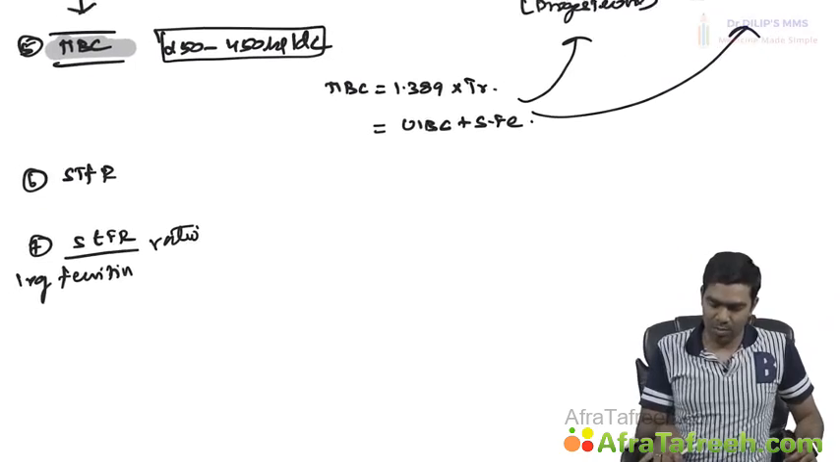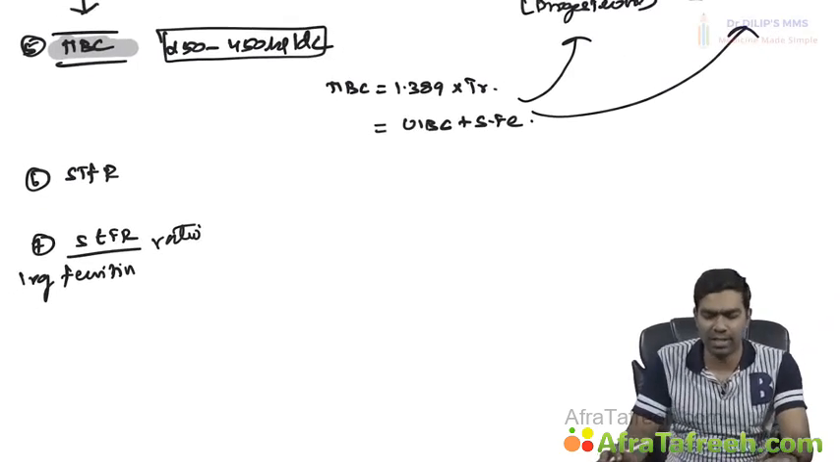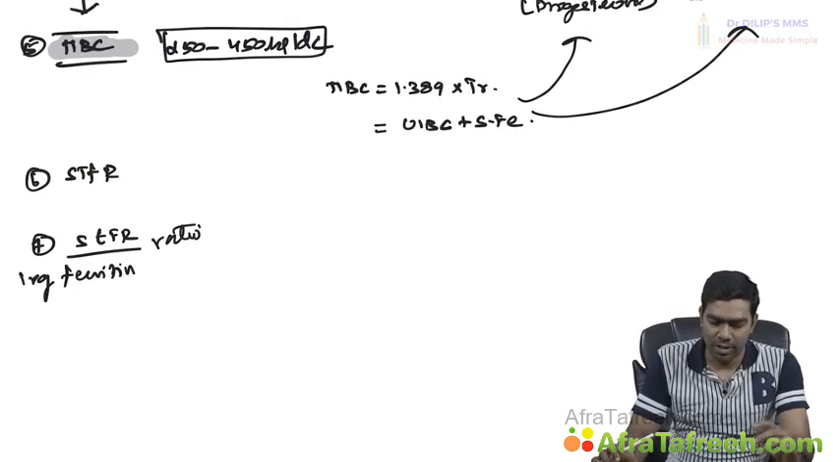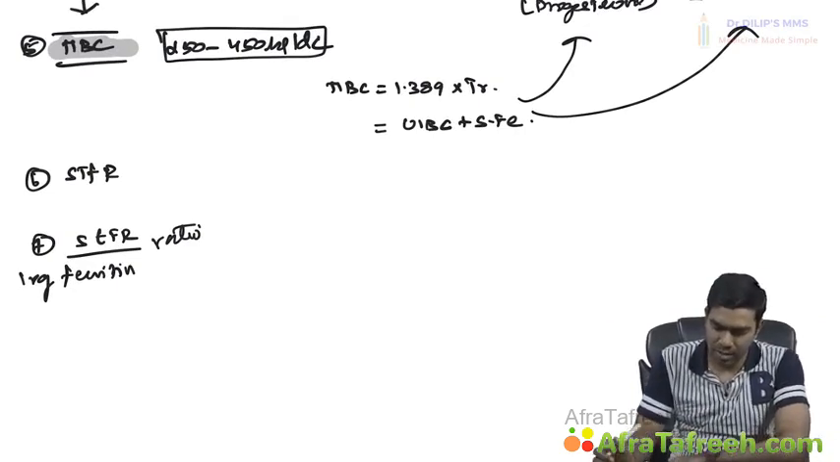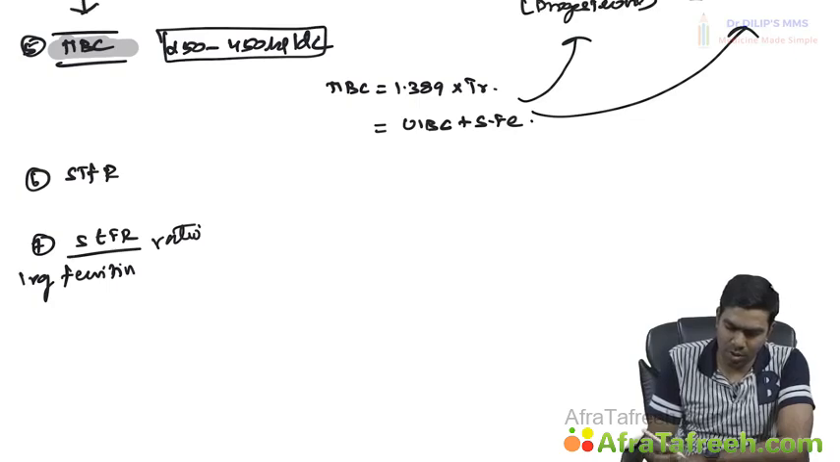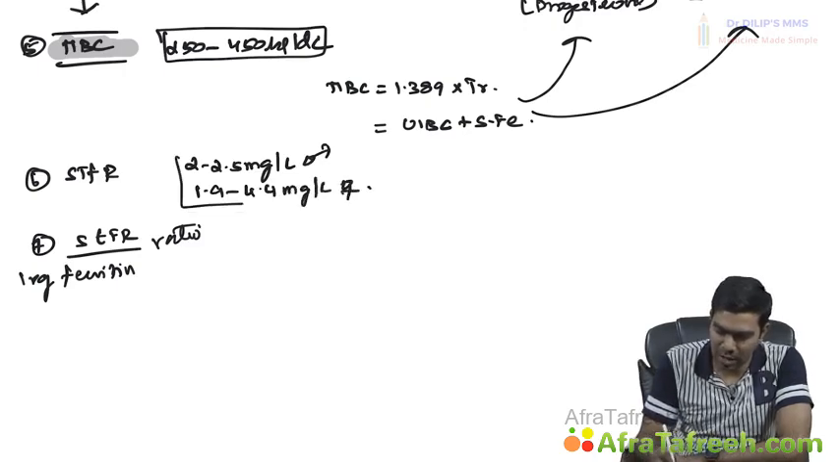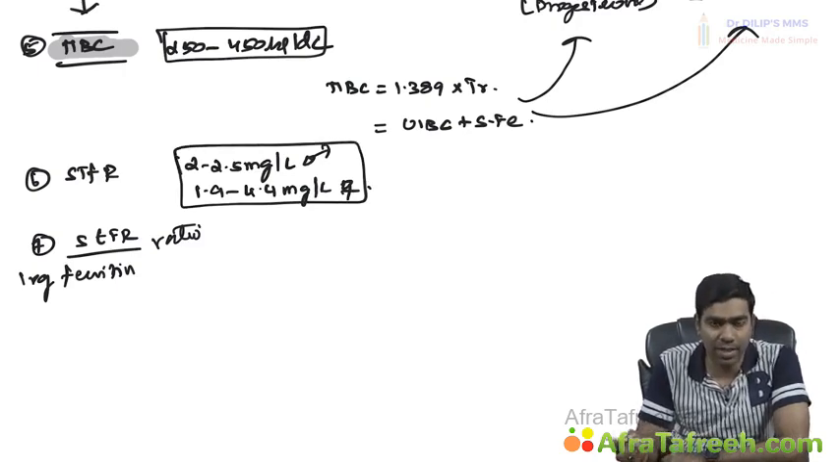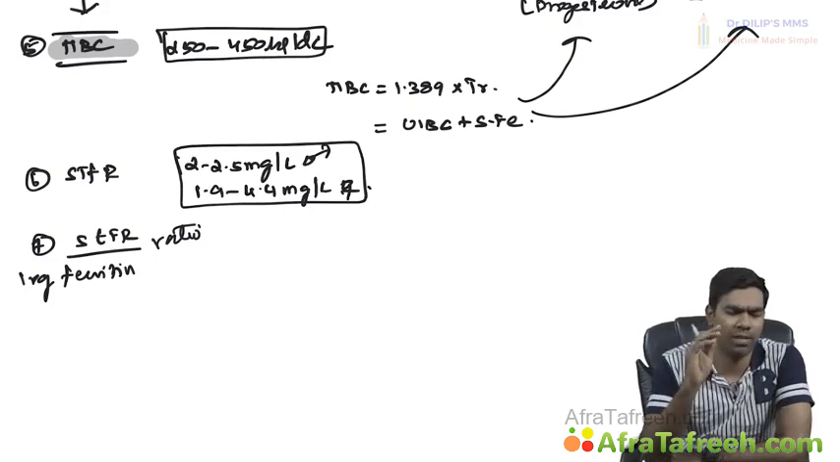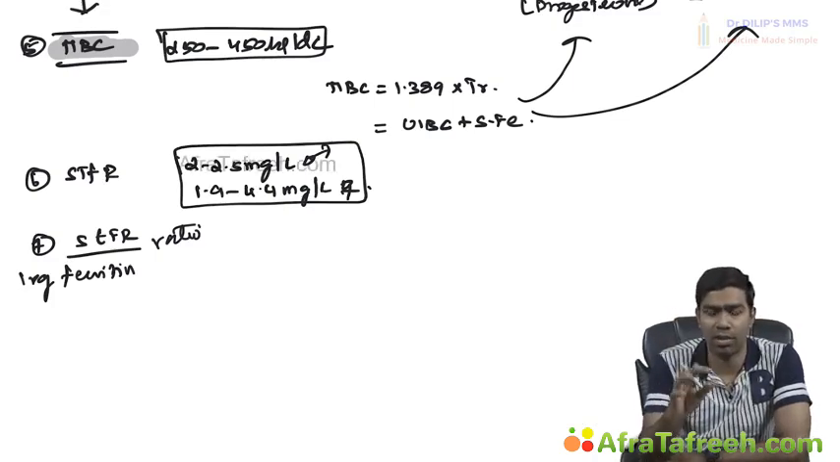Now if you want to know about special indices like STFR, the soluble transferrin receptor, the normal value is approximately 2 to 2.5 milligrams per liter in males and 1.9 to 4.4 milligrams per liter in females. What is the soluble transferrin receptor? It is not the same as transferrin. Very, very important point. It is not equal to transferrin.